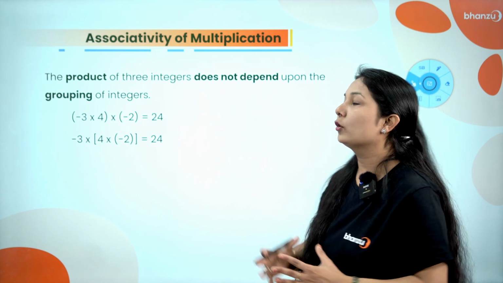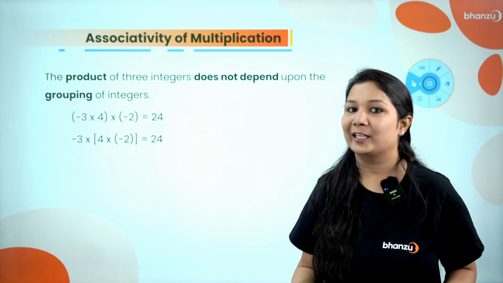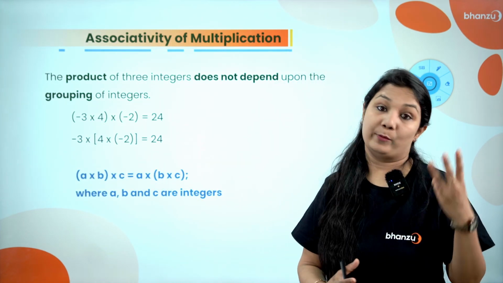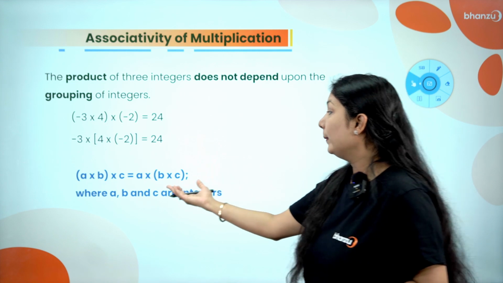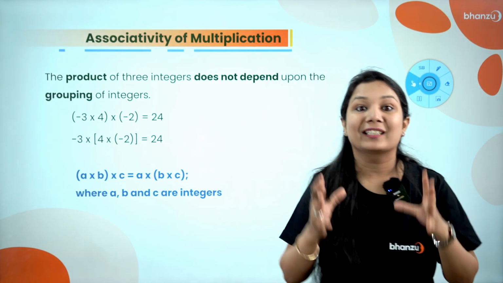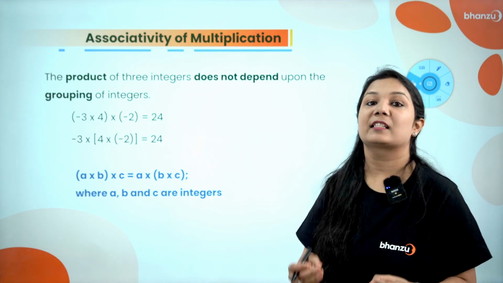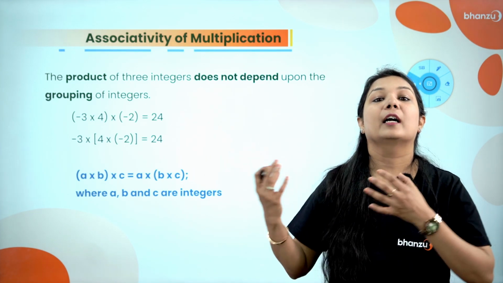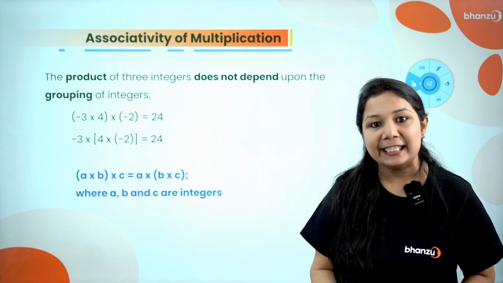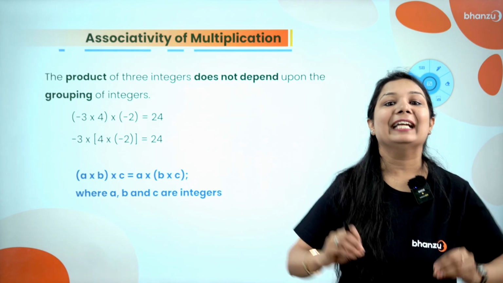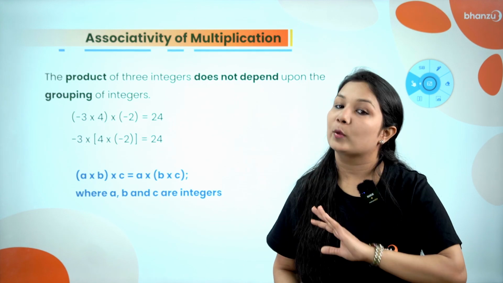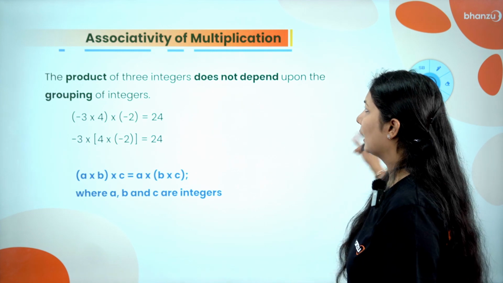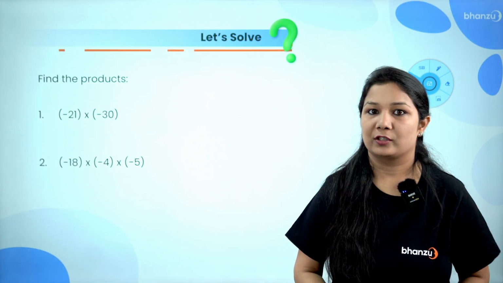So what's the general rule for the associative property of multiplication, my dears? It's (A × B) × C, again we are talking about three integers, would be equal to A × (B × C). What's the difference? The difference is the placement of the brackets. The difference is the grouping, which two integers you are grouping. That's the only difference. Otherwise, your product would be the same. Got it? So as we have discussed three properties now, let's do a few practice questions, right?